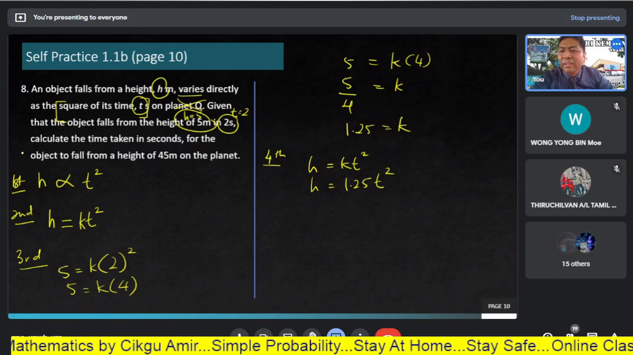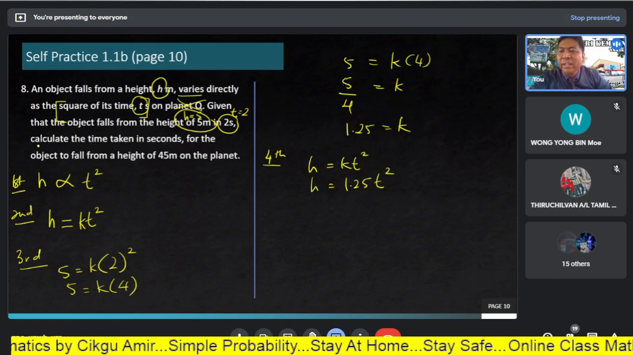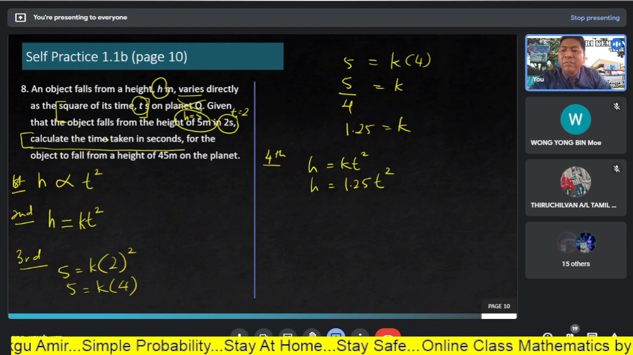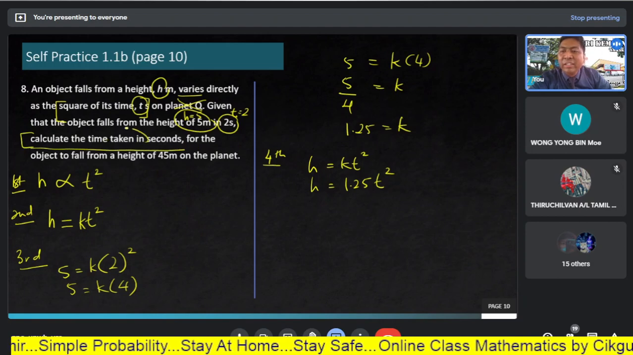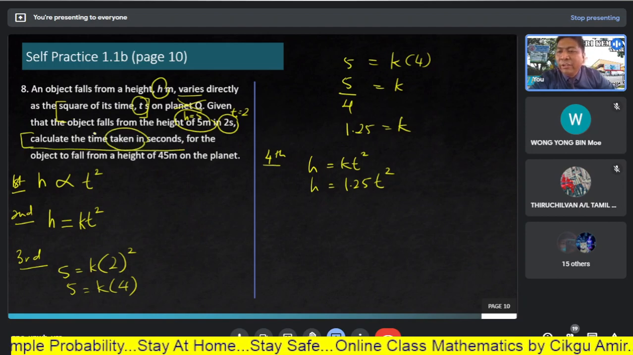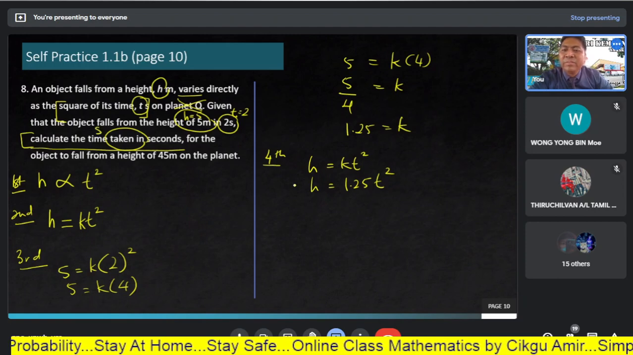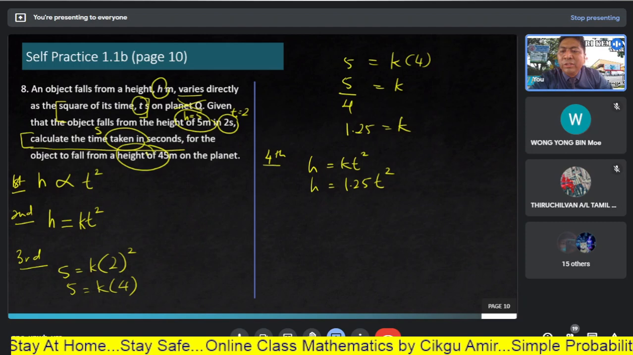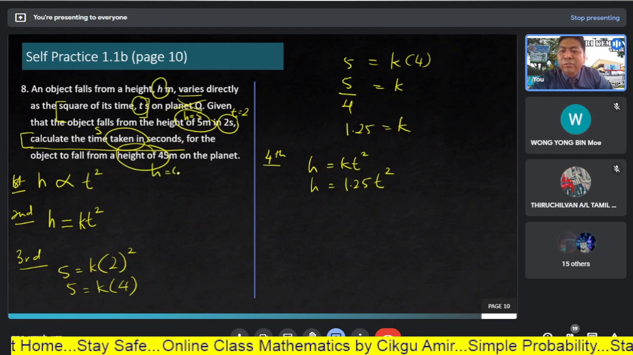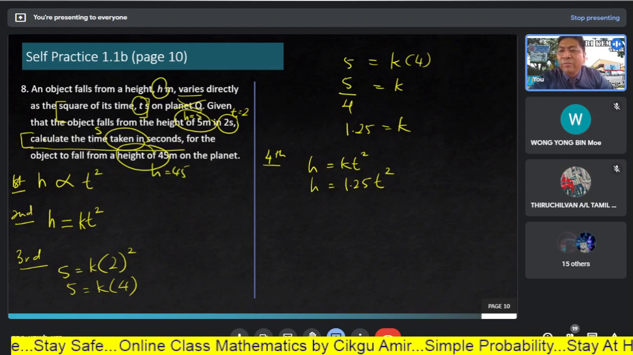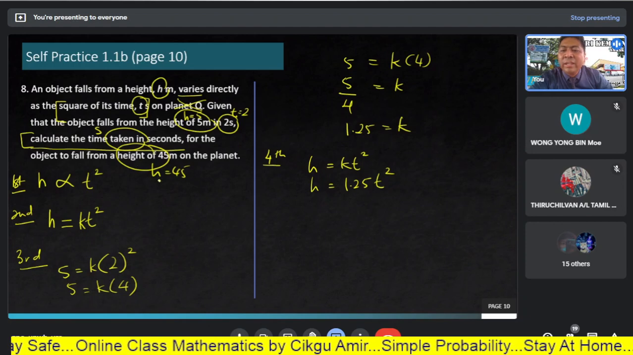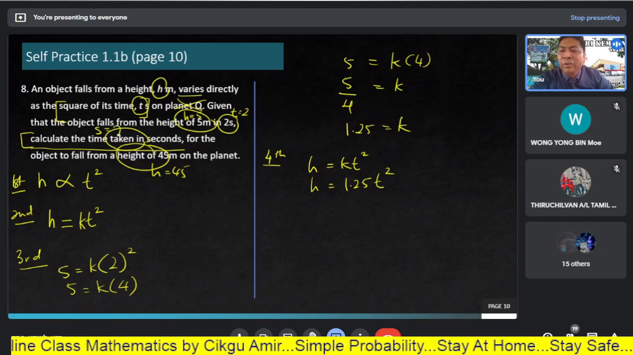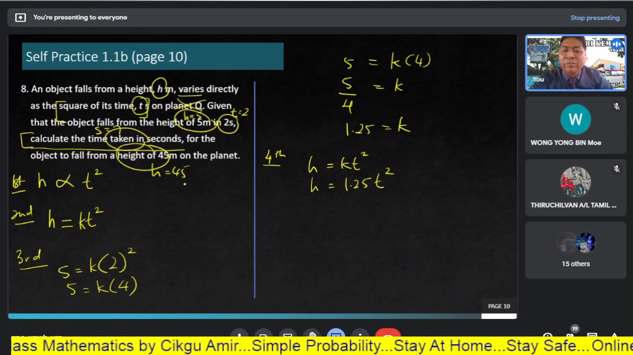The last question: calculate the time taken in seconds for the object to fall from a height of 45. Meaning, find the value of T when H is 45.